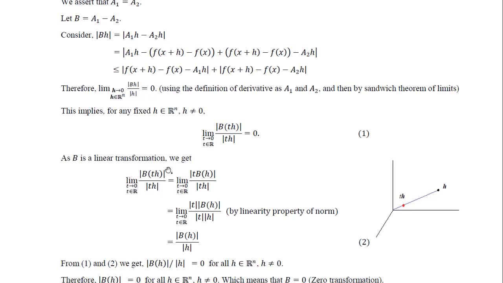So let us simply analyze this. This part is equal to this part. Because B is a linear transformation, this full expression, whose limit we are taking, is independent of t. So it is like taking the limit as t tends to 0 of a constant c. What will that limit be? That limit will be c only, because it is constant with respect to t.